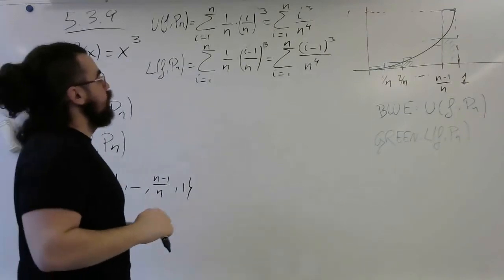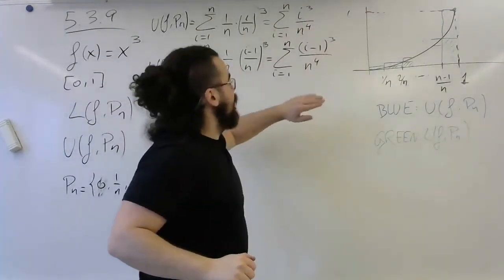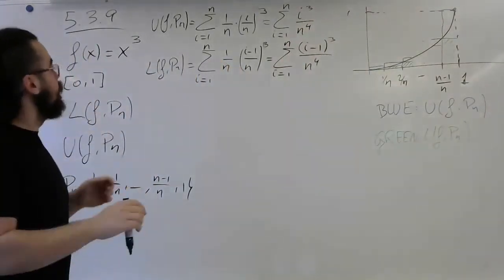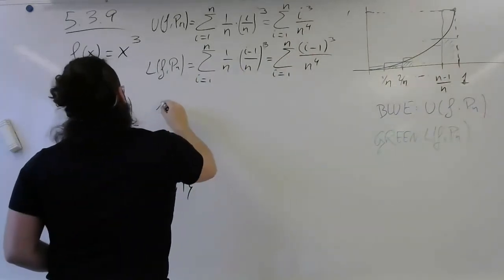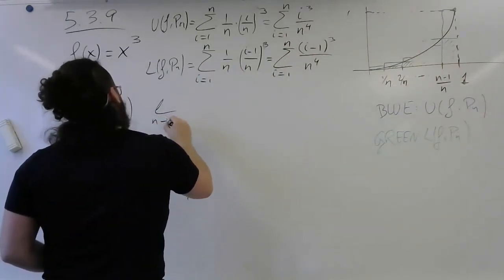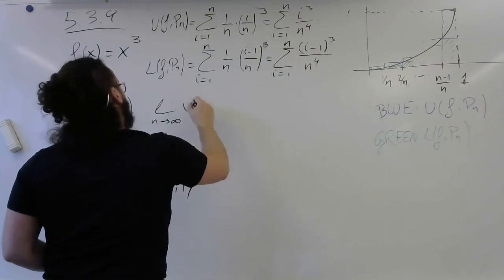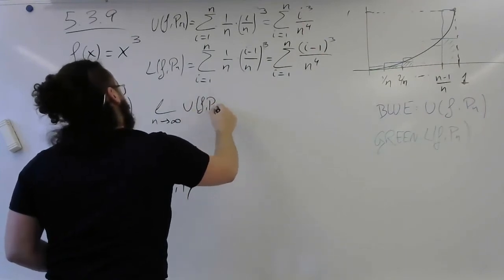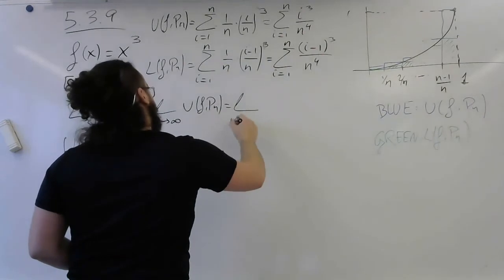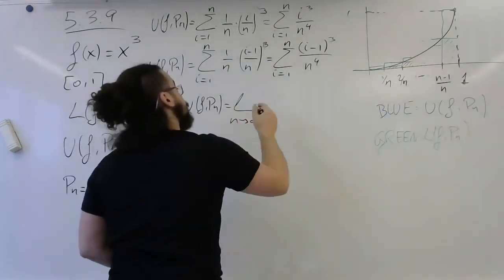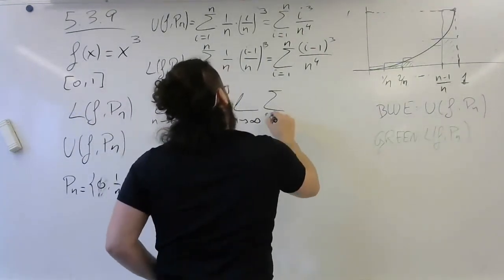Now, we have our two Riemann sums, upper Riemann sum, lower Riemann sum. Now we have to calculate the limit when n tends to infinity of the upper sum. That's the limit when n tends to infinity of the sum here.